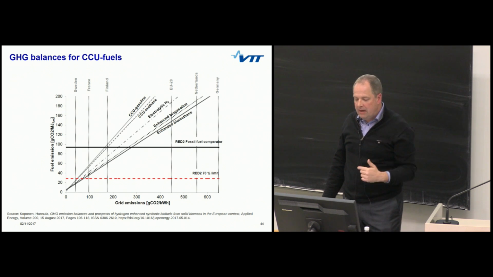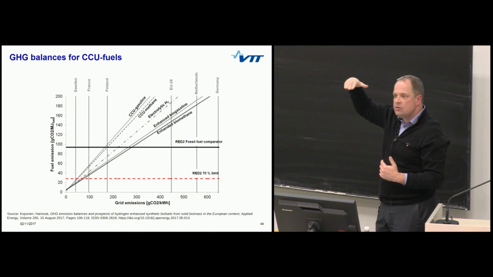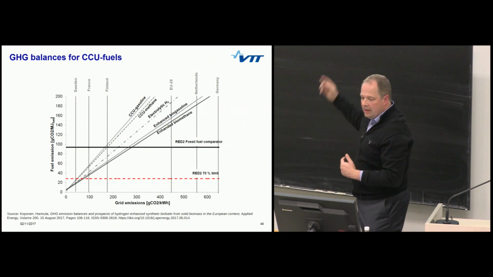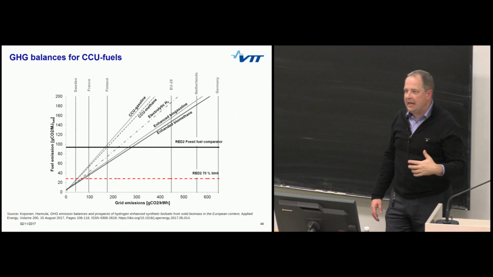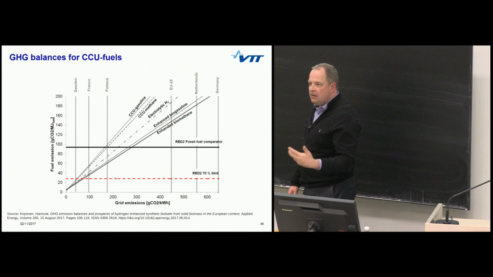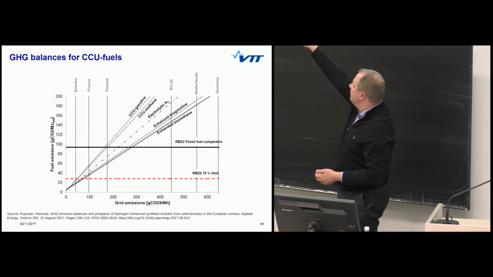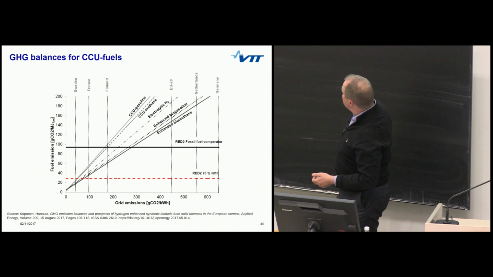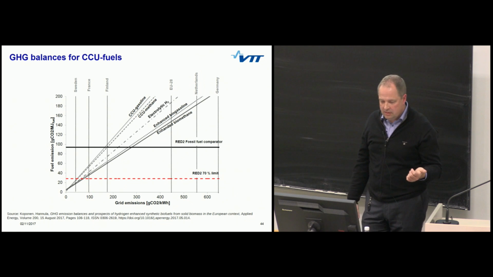The fossil fuel comparator is the black line, so you have to be below that to have smaller CO2 emissions than the fossil fuels. And the red line is the 70% CO2 reduction compared to fossil fuels. So if you want to truly be an advanced environmental fuel, you have to be below the red line. And these are just different types of products that you can make out of it. But more or less it says that in Sweden things are fine because of the very low grid emissions.